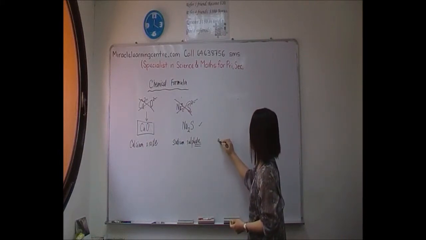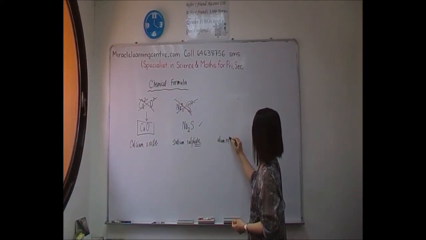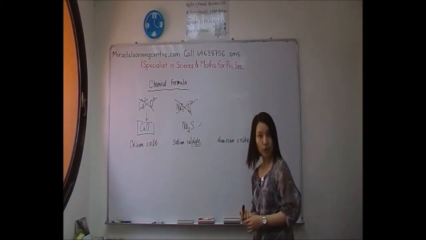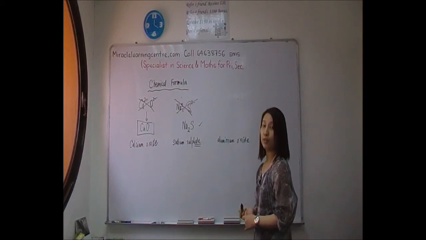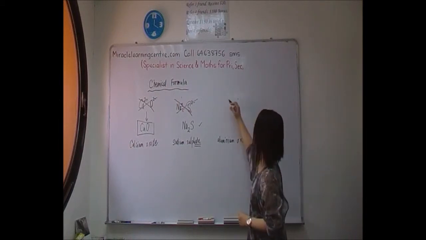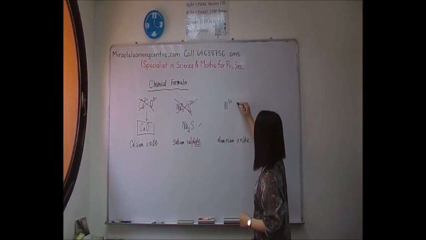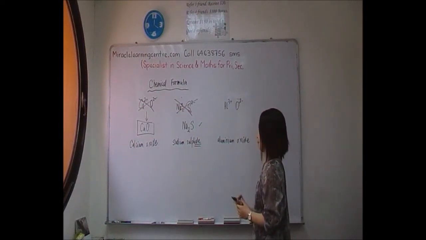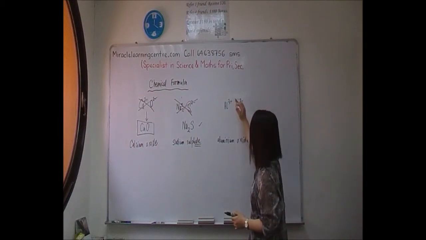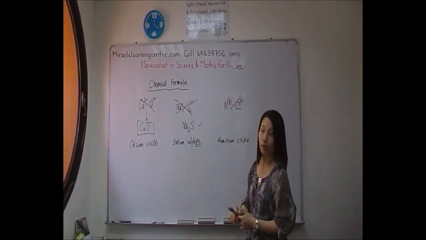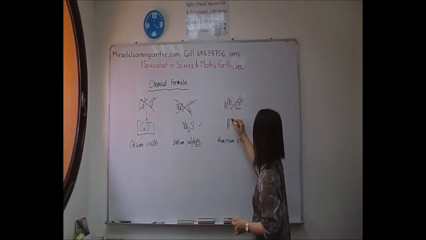You can have aluminium oxide. Remember the charge for aluminium? Aluminium is in group 3, so it's Al3 plus. And we have O2 minus. So you cross the numbers 3 and 2. So the formula for aluminium oxide will be Al2O3.